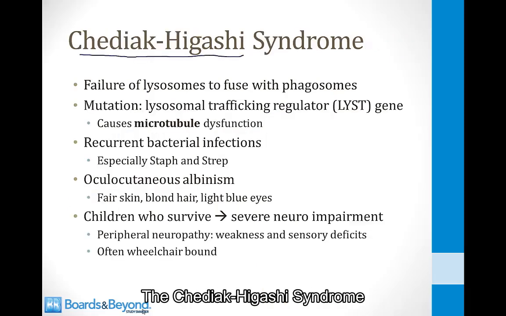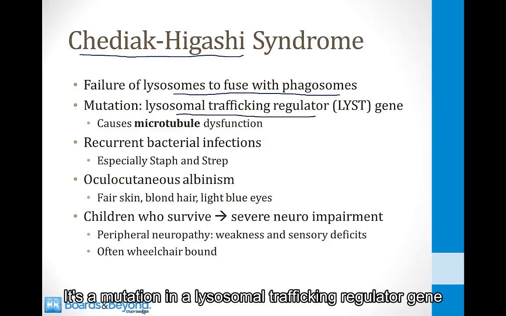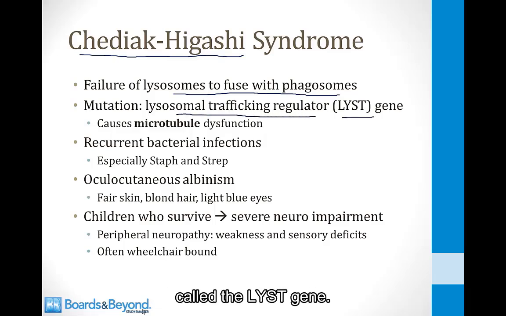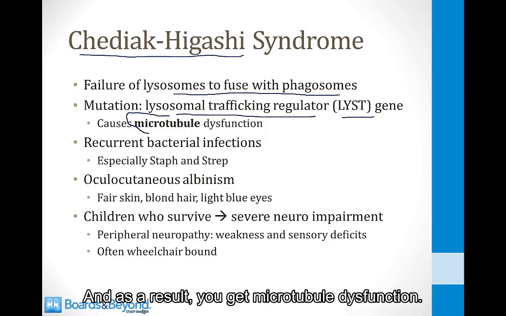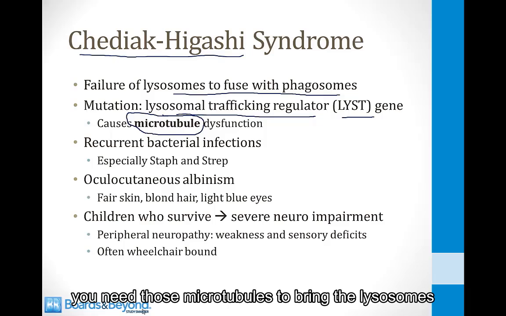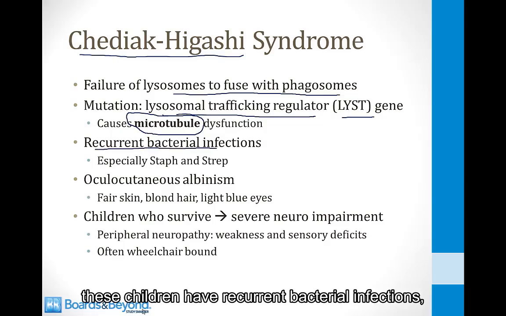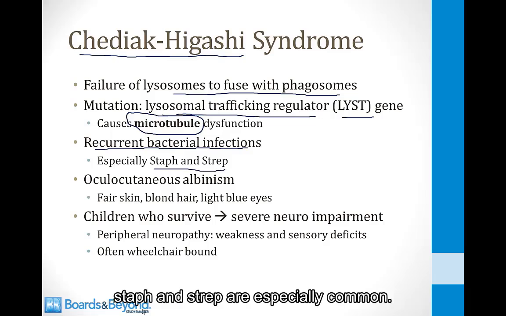The Chediak-Higashi syndrome is a failure of lysosomes to fuse with phagosomes. It's a mutation in a lysosomal trafficking regulator gene called the LYST gene, and as a result you get microtubule dysfunction. So the buzzword here is microtubule. You need those microtubules to bring the lysosomes and phagosomes together, and that does not occur in this disorder. As a result, these children have recurrent bacterial infections. Staph and strep are especially common.